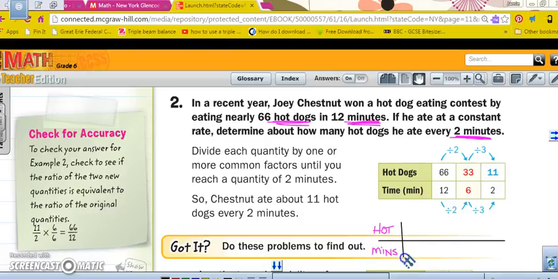So we make our table, and I have 66 hot dogs in 12 minutes. How many hot dogs in 2 minutes? Can I go from 12 to 2? I can. I can divide by 6. Can I divide 66 by 6? Yeah. Remember, whatever I do to the bottom, I do to the top. 66 divided by 6 is 11. So my answer for number 2 is 11 hot dogs every 2 minutes.